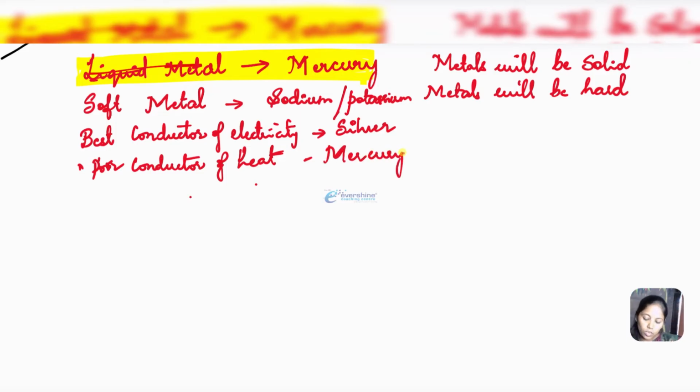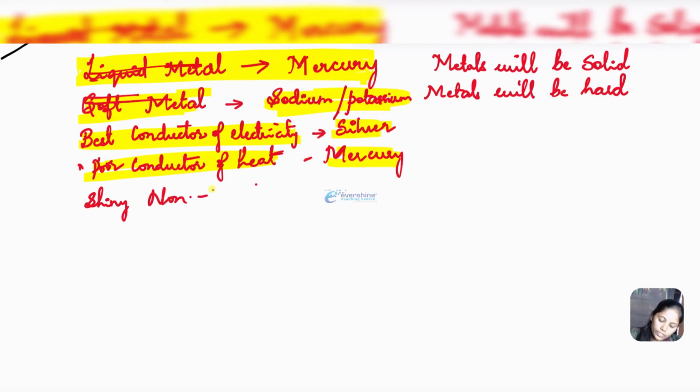So which is the liquid metal? Mercury. Which is a soft metal? Sodium. Which is the best conductor of electricity? Silver. Which is the poor conductor of heat? Mercury. So this is all about properties and the important topics related to properties. Which is the shiny non-metal? Iodine. So shiny non-metal is iodine.